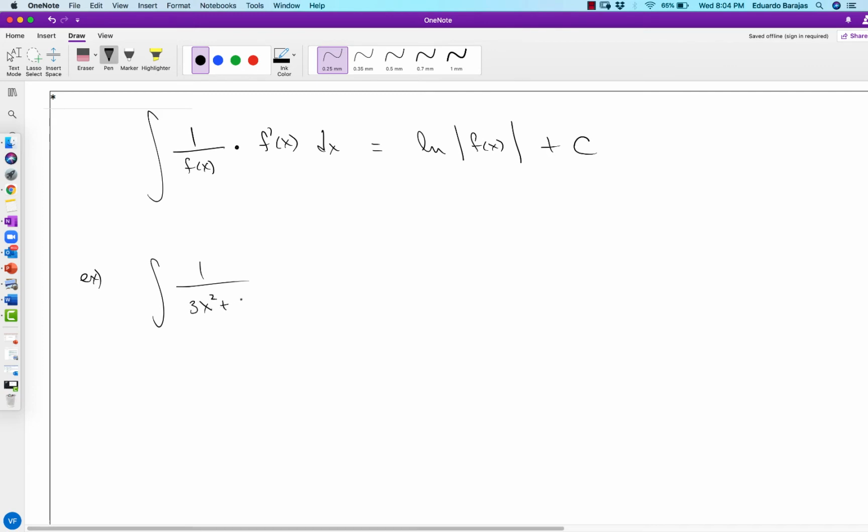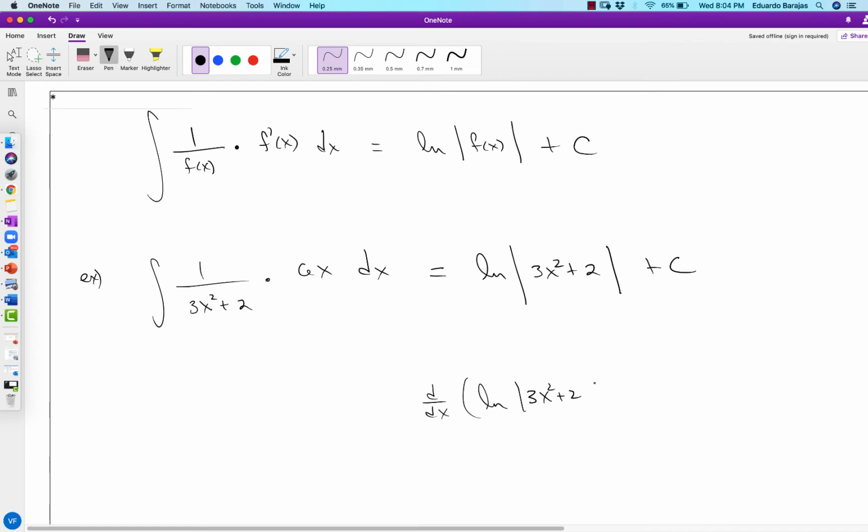Good. So again, for example, if we had the integral of 1 over 3x squared plus 2 times 6x dx, if this was what you were being asked to integrate, then following this pattern, we see that this would be equal to the ln absolute value of 3x squared plus 2 absolute value plus some constant.